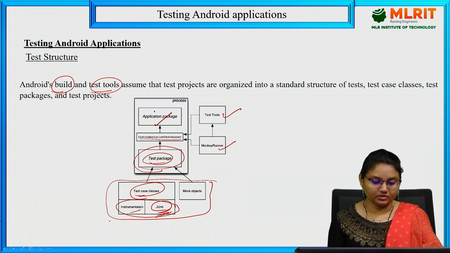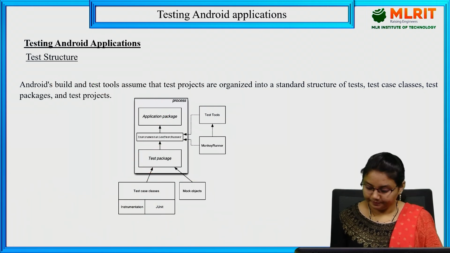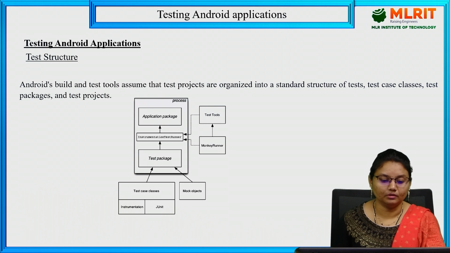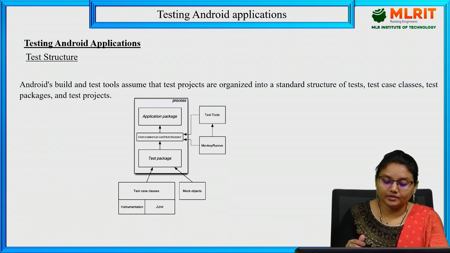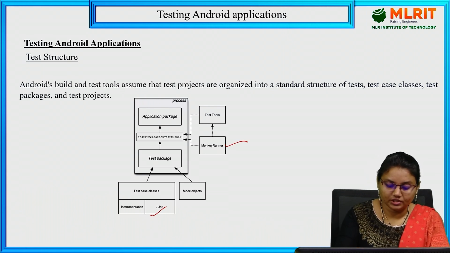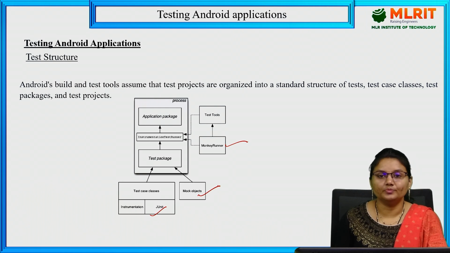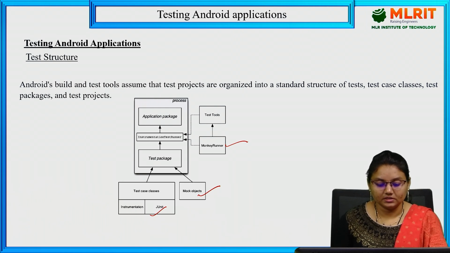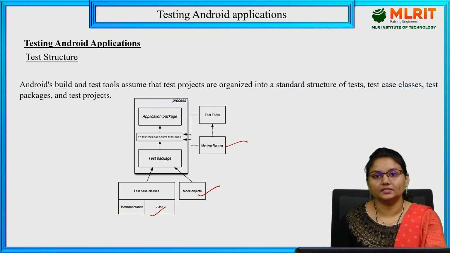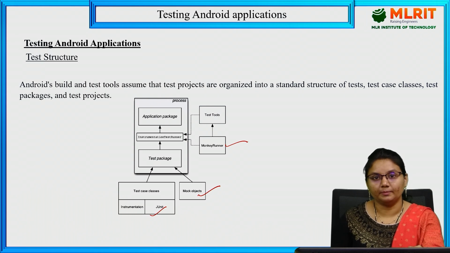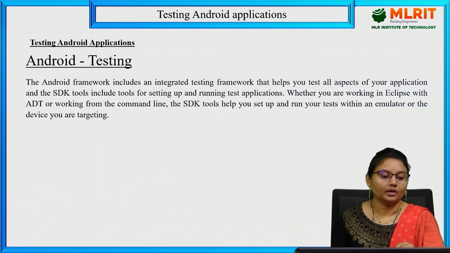So this is about the test projects. Okay, this is the structure you need to follow. So what are you using? You are using a Monkey Runner, you are using JUnit, and you are using different mock objects also, for using your classes along with the packages that you are going to use.